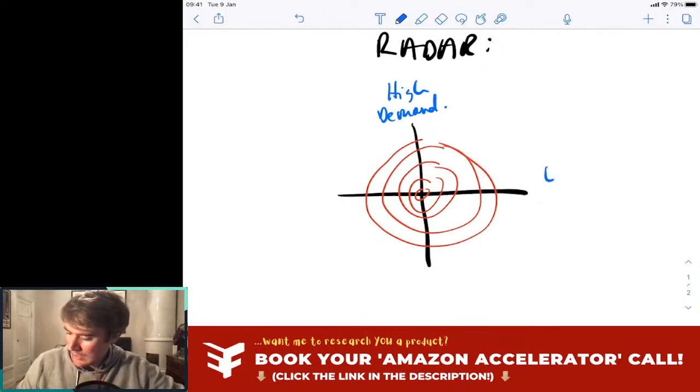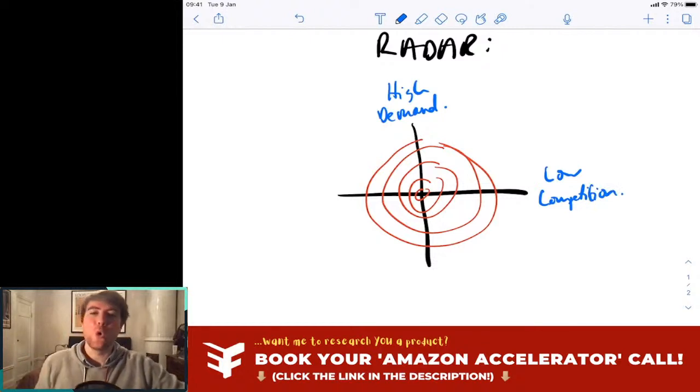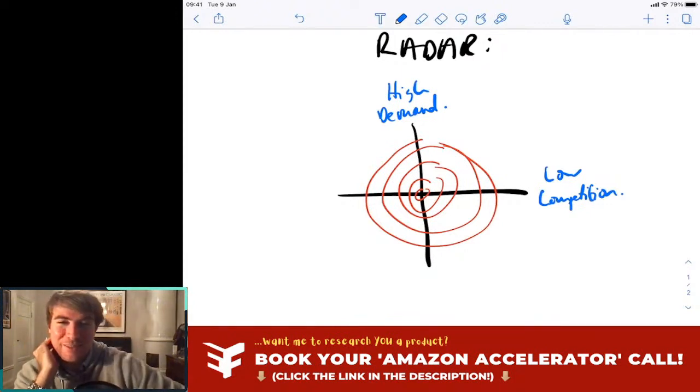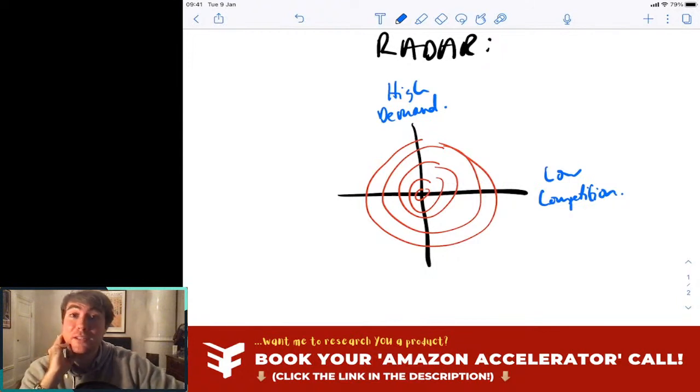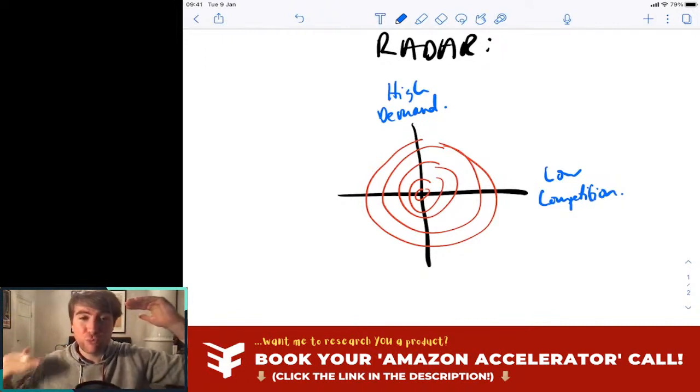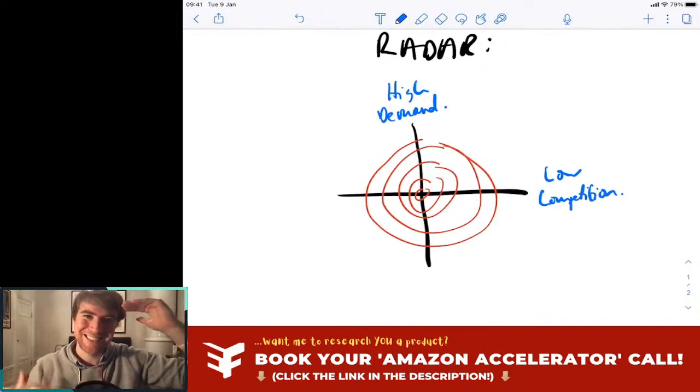The second thing we want is low competition. We want low enough competition, right? It doesn't have to be no competition. That's probably unrealistic. But we do want low competition. We don't want ridiculous amounts of sellers in the niche. We want there to be room to compete. So we want high demand, lots of people wanting to buy the thing, but also room for us to sell our thing still.